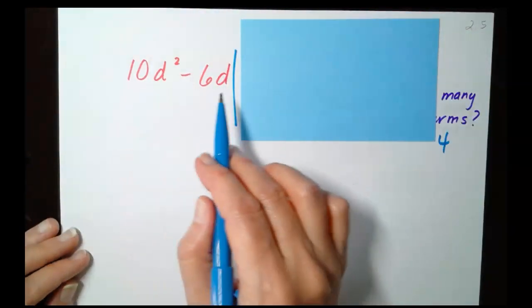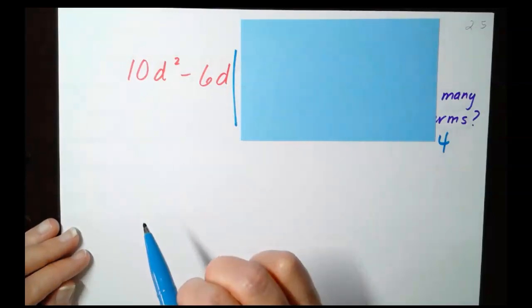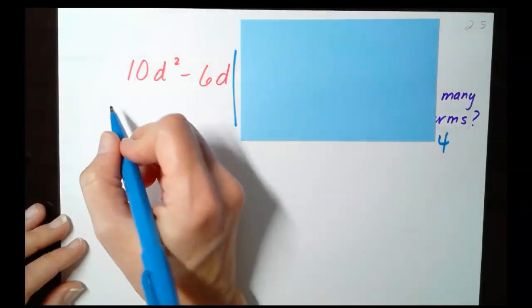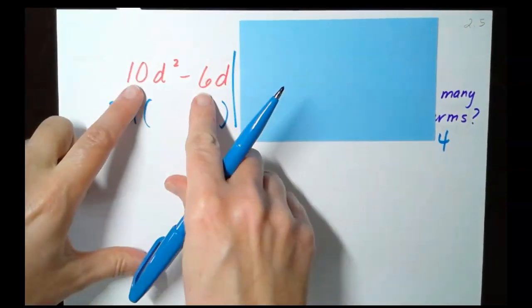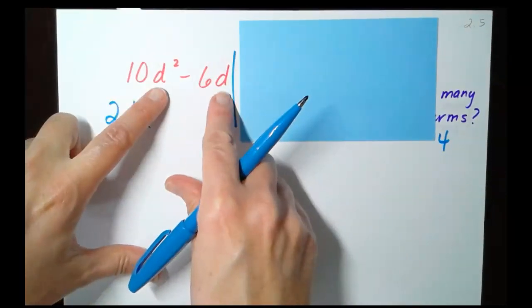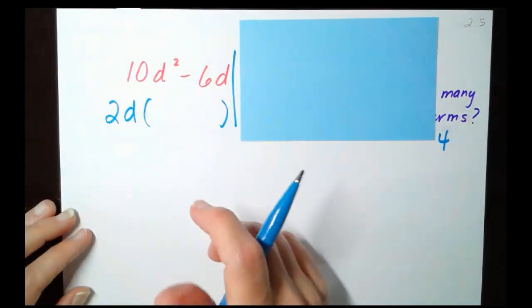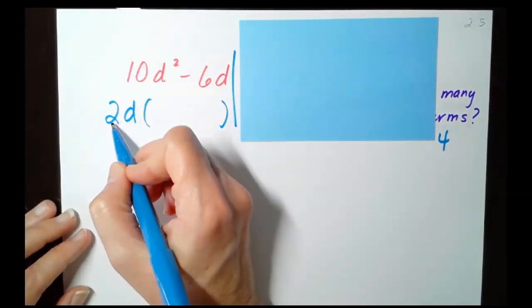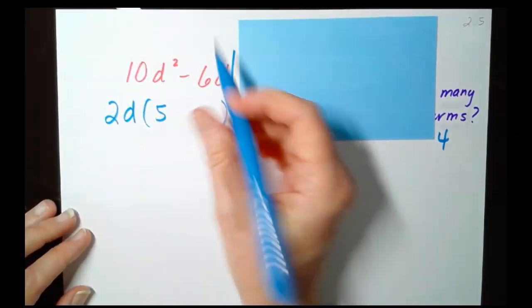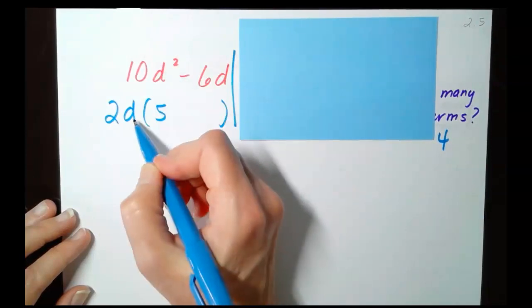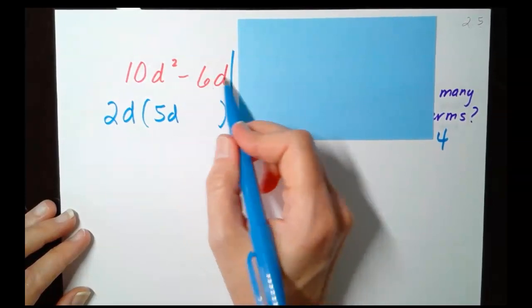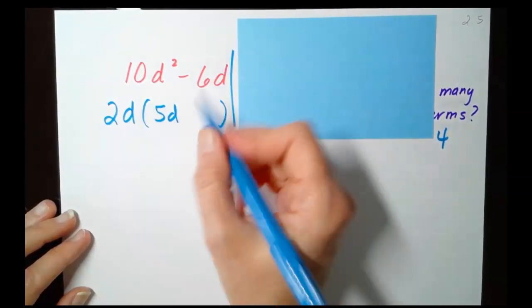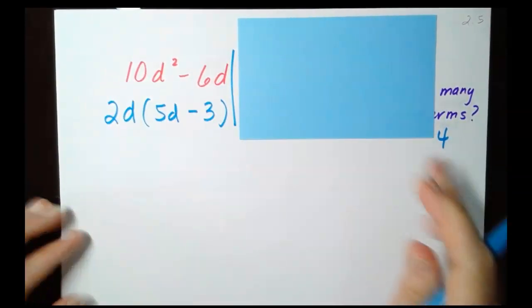10d squared minus 6d. What is the GCF? The GCF is 2d. They both are divisible by 2. They're both divisible by d to the first. Take out 2d. 10 divided by 2 is 5. D to the second divided by d to the first is d. Negative 6d divided by 2d is negative 3.